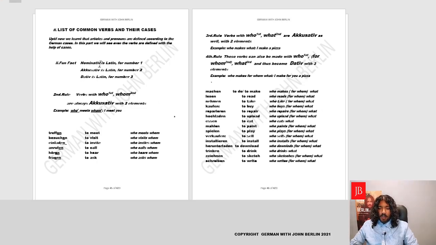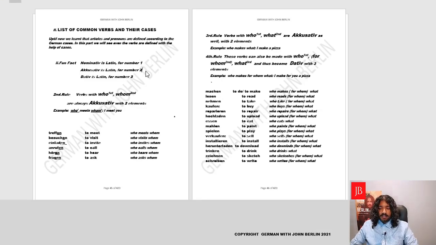Nominative: a verb is basically called nominative in German when the verb requires just one case. That means nominative is basically the Latin for the number one, and if a verb requires only one case to make a sentence, then it is called a nominative verb.